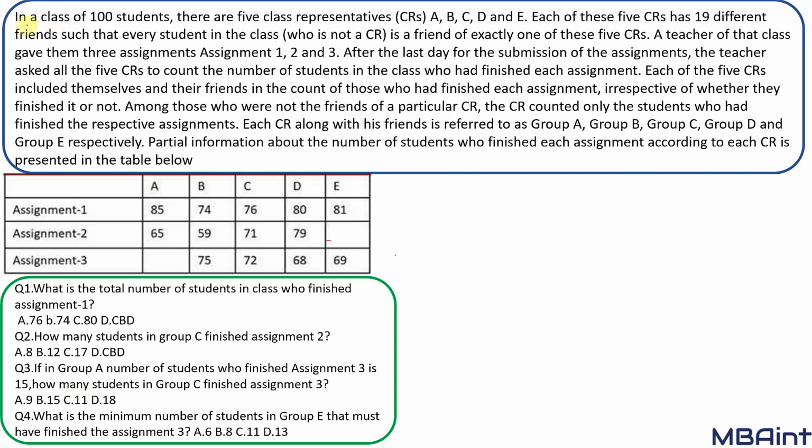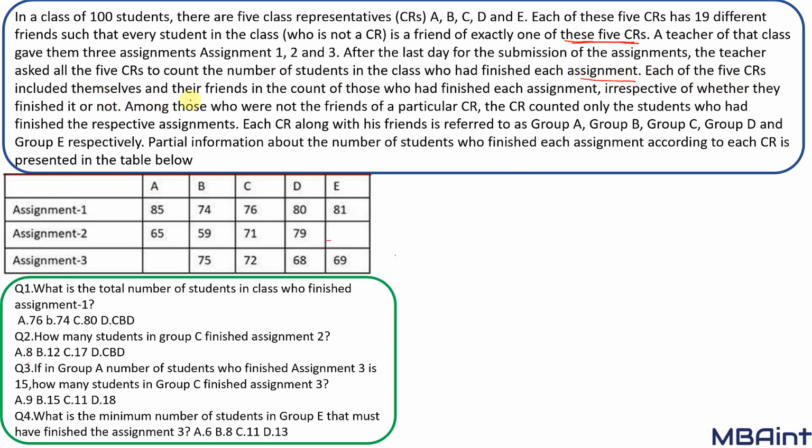Now let's read the set. In a class of 100 students, there are five class representatives A, B, C, D, E. Each of the 5 CRs has 19 different friends, such that every student in the class who is not a CR is a friend of exactly one of these 5 CRs. A teacher of that class gave them 3 assignments, 1, 2, 3. After the last day of the submission of the assignment, the teacher asked all the 5 CRs to count the number of the students in the class who have finished each assignment.